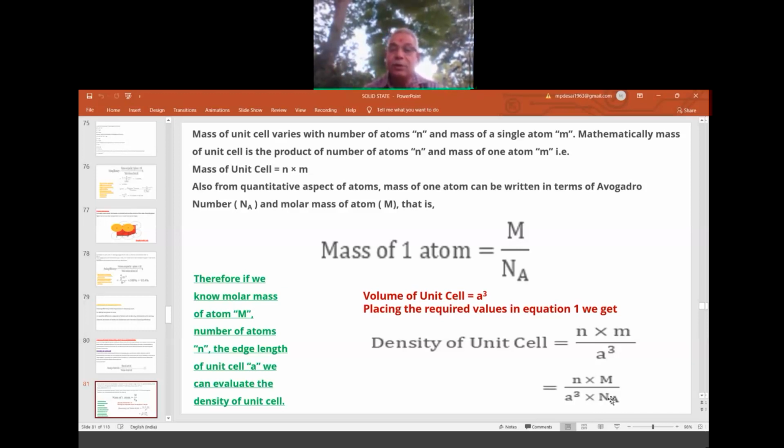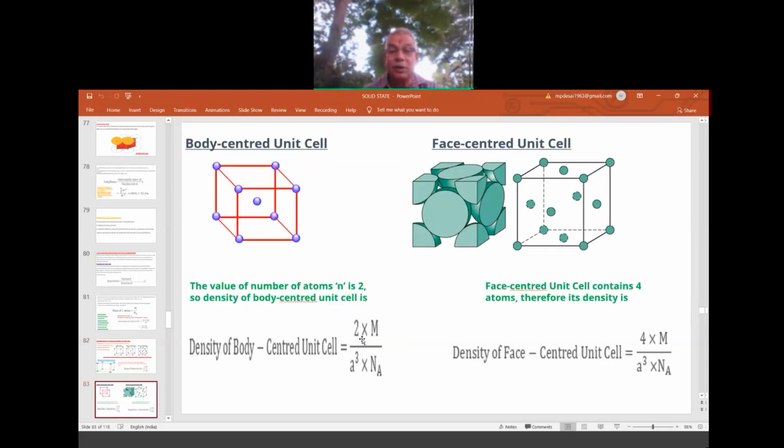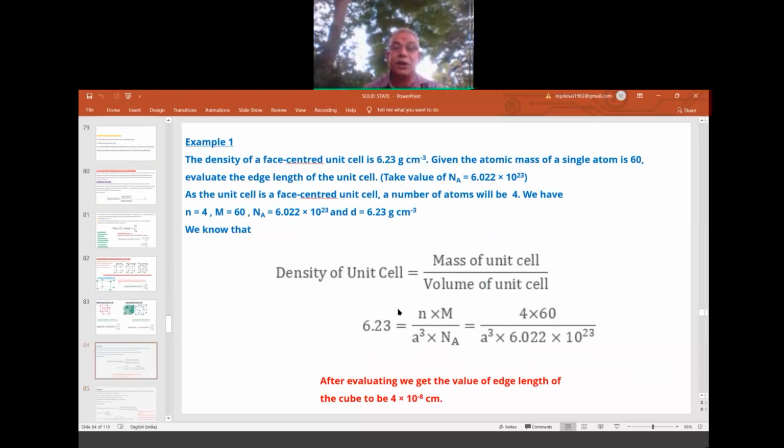Now this is the structure of a simple cubic, which we have already seen. This is the density of the simple primitive unit cell: 1 into m by a cube into Na. Why 1 here? It can contribute only one sphere. Whereas in the body centered, 2 are there: 1/8 of 8 and 1 at the body center. In the face centered, 1/8 of 8 plus 1/2 into 6, so 3 plus 1 is 4. The formula remains the same; 4, 2, 1 is the number of particles in the unit cell.